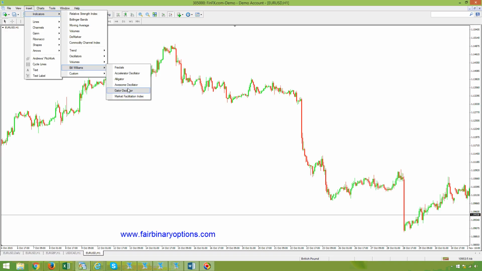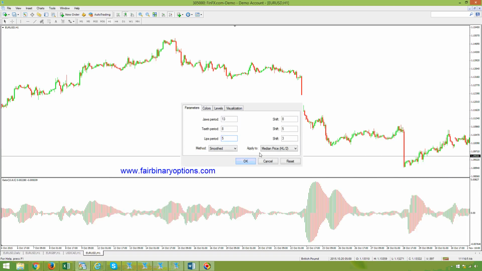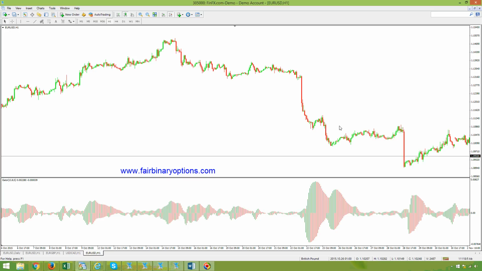Nevertheless, Gator Oscillator, if you click on it, we have the parameters. They are applied to median price, but you can change the median price to whatever you want, to the close of the candle, to the open of the candle, whatever. The standard default settings are 13, 8 and 5. If you click OK, then of course you have the levels and so on. As you can see, it is being positioned at the bottom of the screen with this kind of a look.